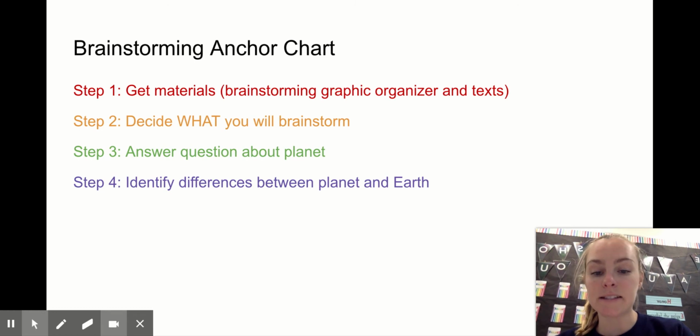And step 4 is where you're going to identify the differences between your planet and our planet, which is Earth. So you're going to identify the differences.